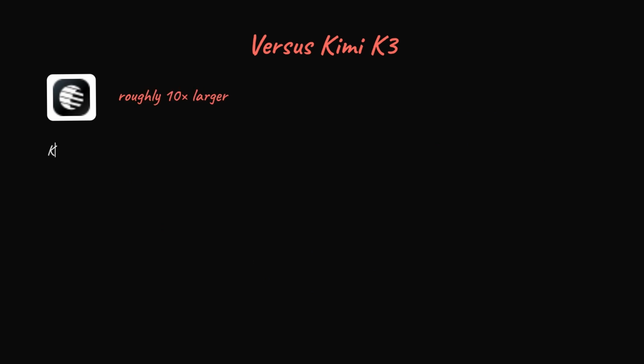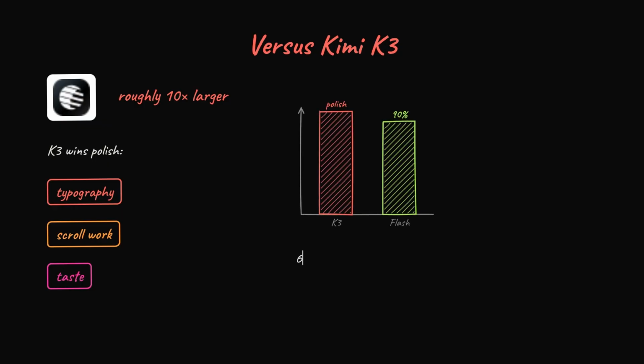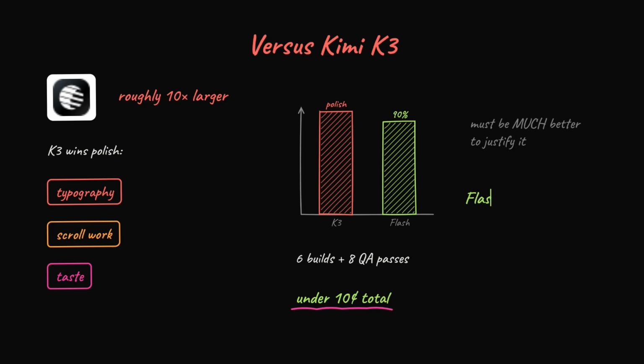Against Kimi K3, which is roughly 10 times larger, K3 still wins on polish, cleaner typography, smoother scroll work, better taste overall. But Flash lands somewhere around 90% of that quality, and my full test run of 6 builds with 8 QA passes came in under 10 cents total. At that ratio, K3 has to be meaningfully better to justify itself, and for most tasks it isn't.